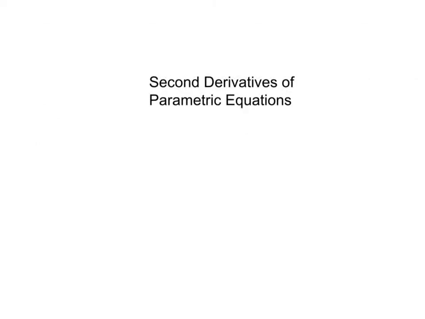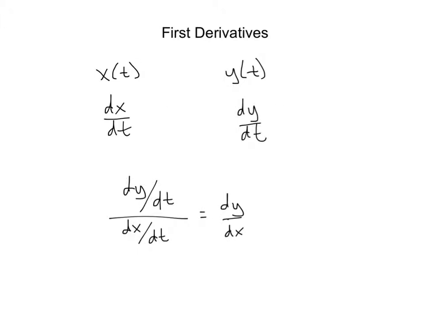Today we're going to talk about second derivatives of parametric equations. But before we can talk about second derivatives, we have to talk about first derivatives. Remember, parametric equations are defined with x of t and y of t, which you should remember from the last video too. The derivative of the function x of t is dx/dt, and the derivative of y is dy/dt. So if we want our first derivative dy/dx, we have to take dy/dt and divide it by dx/dt. And that gives us the first derivative.